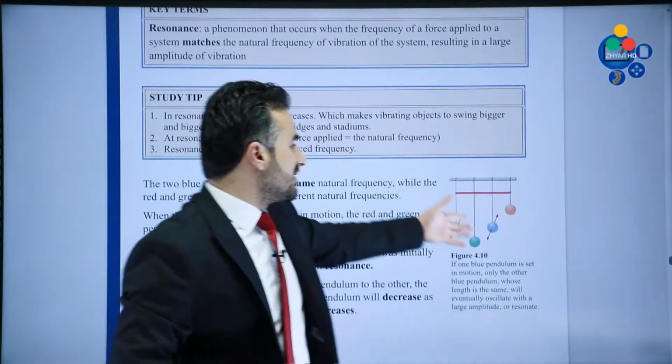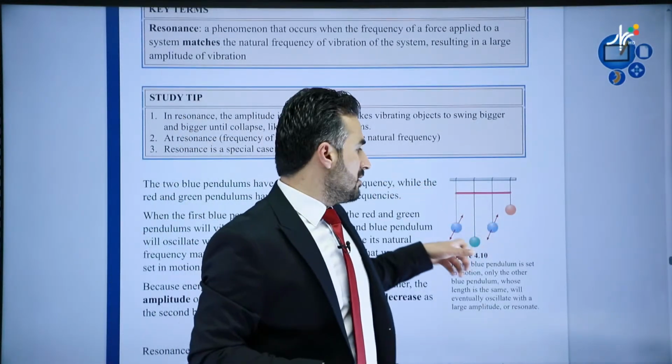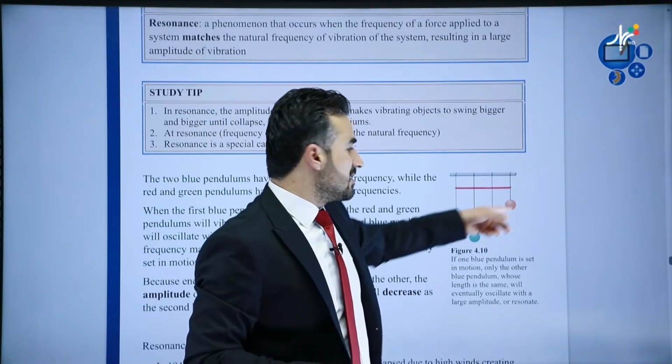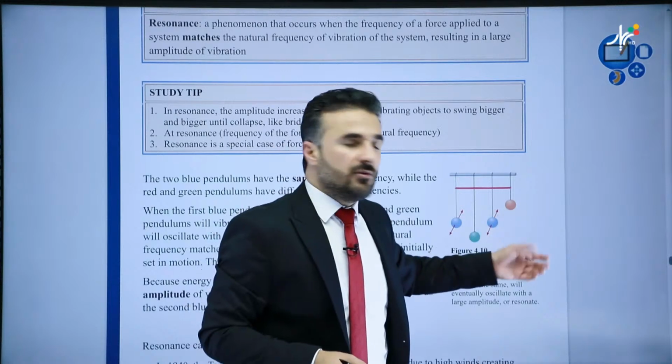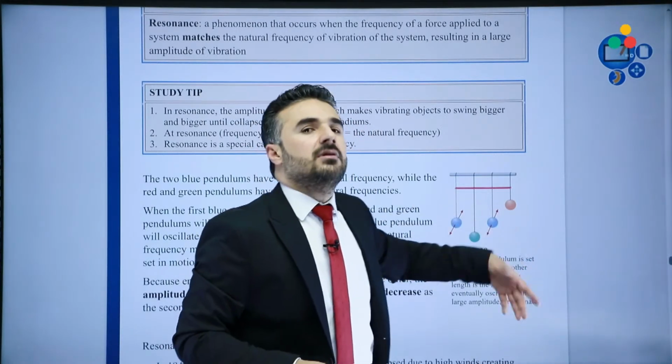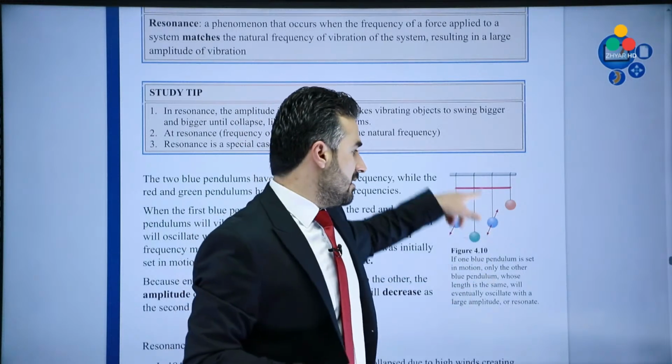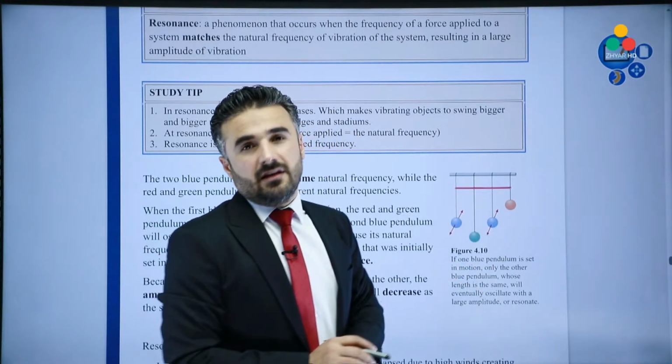In the case of these pendulums, you can see that each one of these pendulums, except these two blue ones, would have a different frequency because they have different length. Different length means different frequency. You can say the longer the length, the lower the frequency.